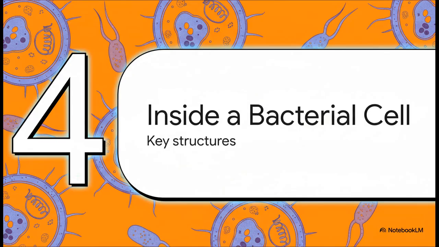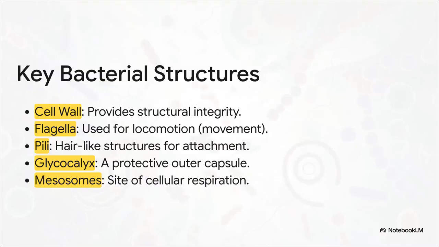Okay, so we've covered what they look like from the outside. Now let's go a level deeper and take a look at the key structures both inside and outside a typical bacterial cell. So what are the key parts? Well, they have a cell wall that provides structural support, kind of like an exoskeleton. Many have flagella for getting around and pili for sticking to surfaces. A lot of bacteria also have something called a glycocalyx, which is a protective outer capsule.